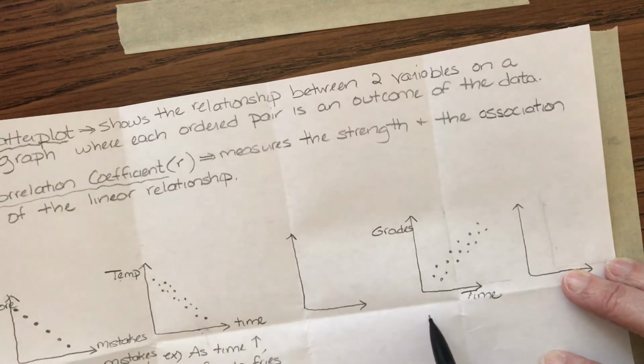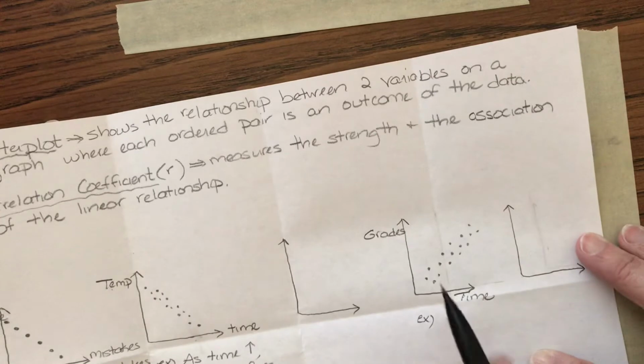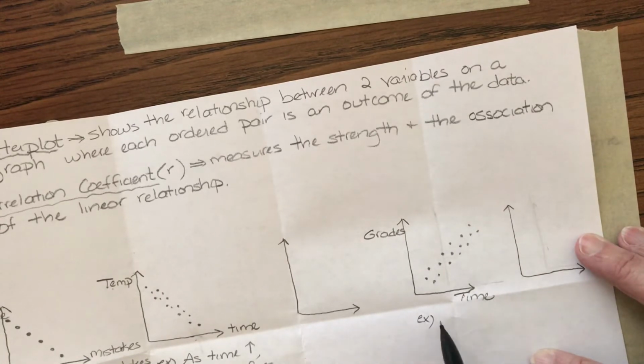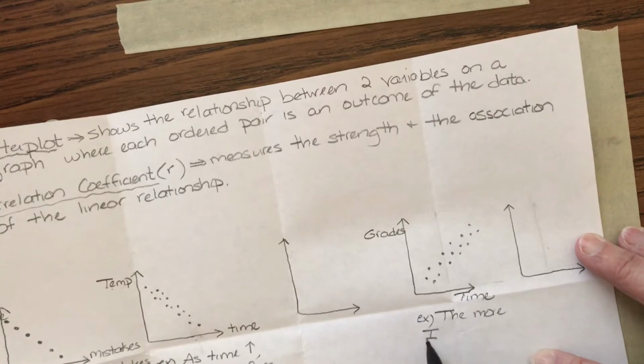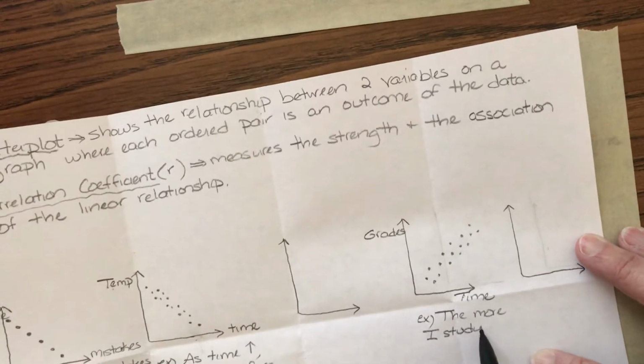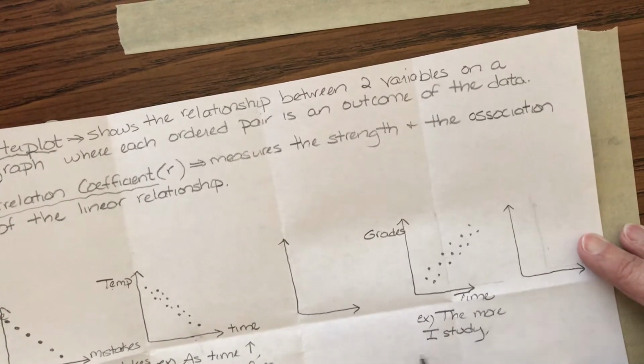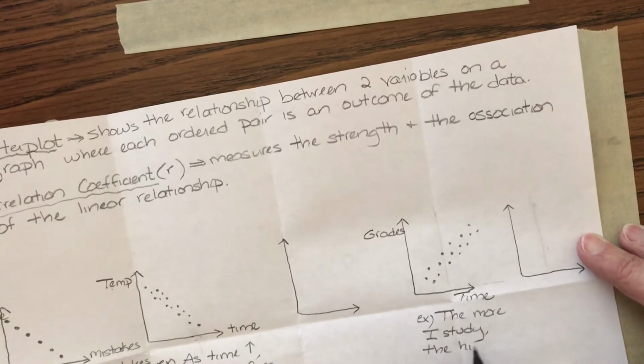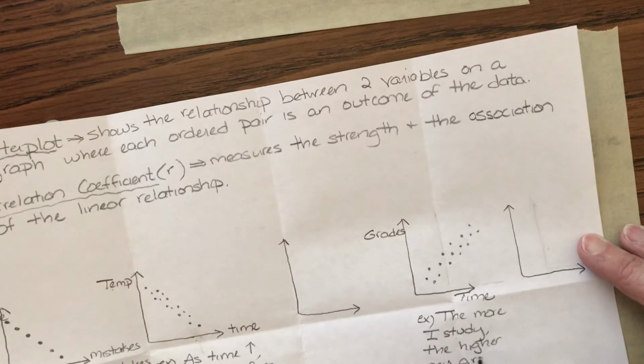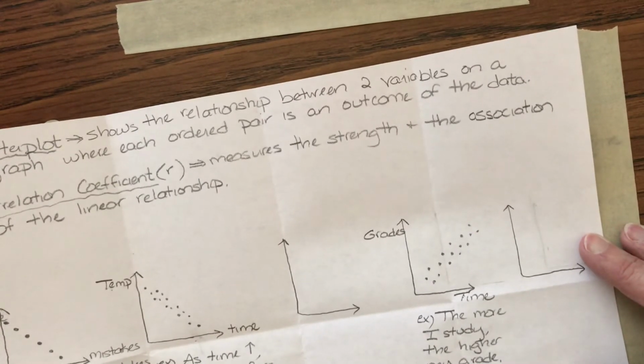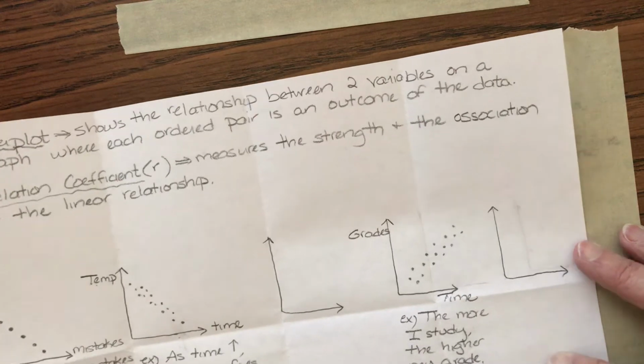And the example for this one might be something like the more I study, the higher my grade. Not perfectly linear, right? If I study an extra hour, that doesn't mean I'm always going to get 4 problems more correct. But overall, we should see a positive trend.